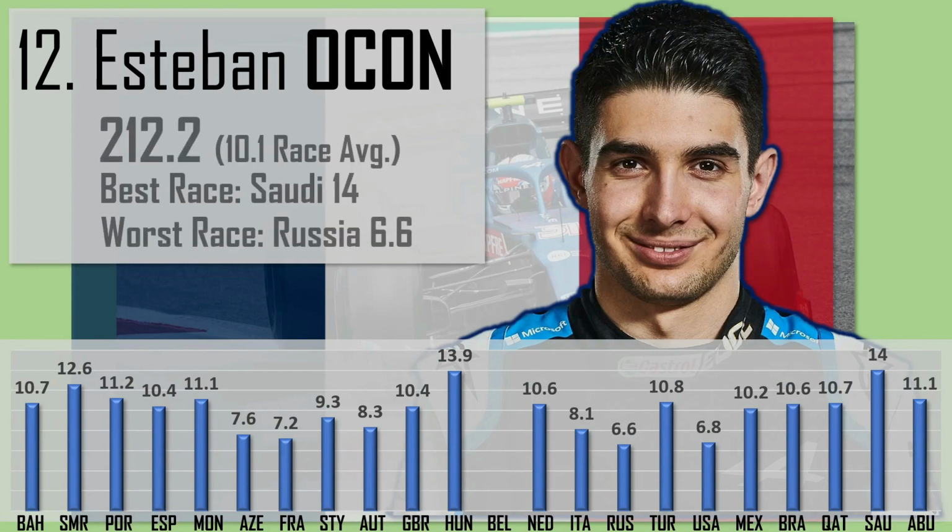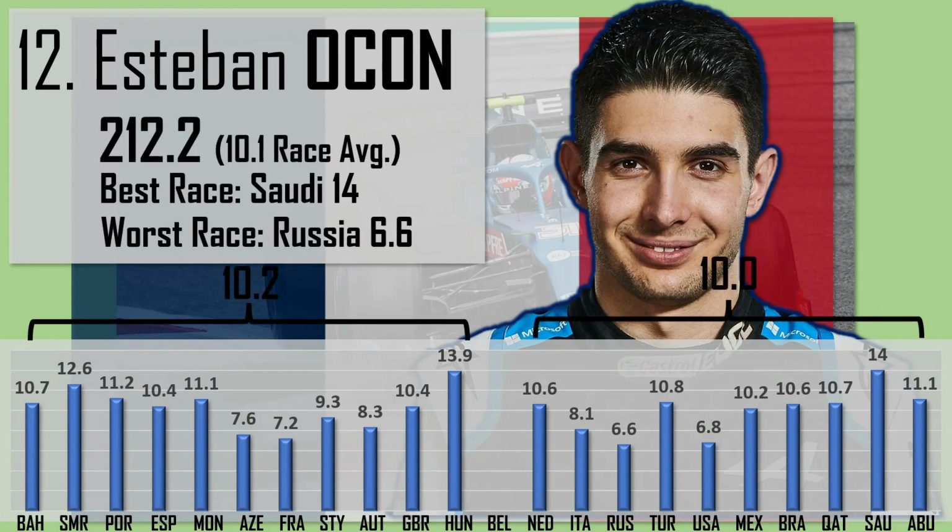Now, Ocon ended up scoring 212.2 with a 10.1 race average overall, with a best race result of Saudi scoring 14 flat, followed very closely by his Grand Prix victory in Hungary, where he scored 13.9. And again, similarly to Kimi, he had a very consistent season, scoring 10.2 across the first half of the year and 10.0 across the second half of the year.